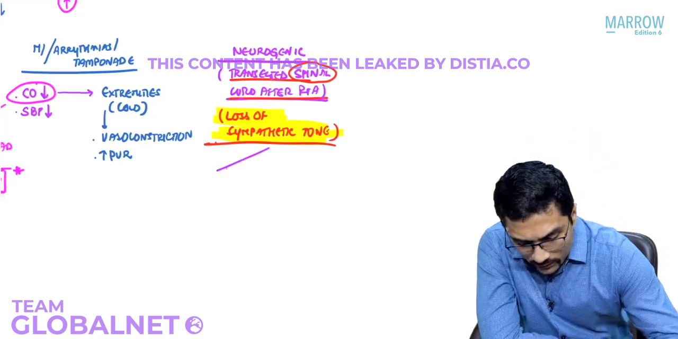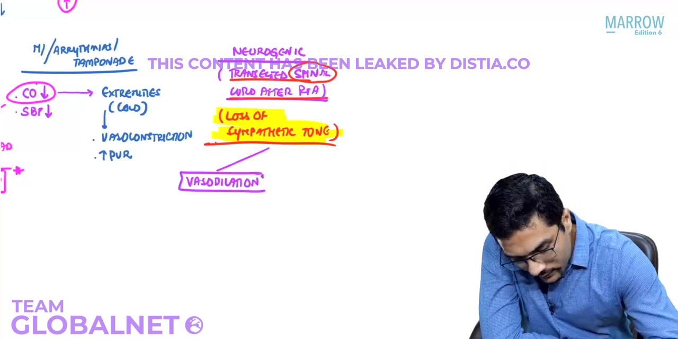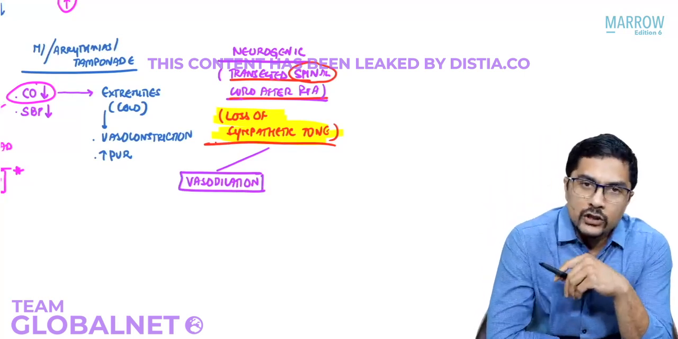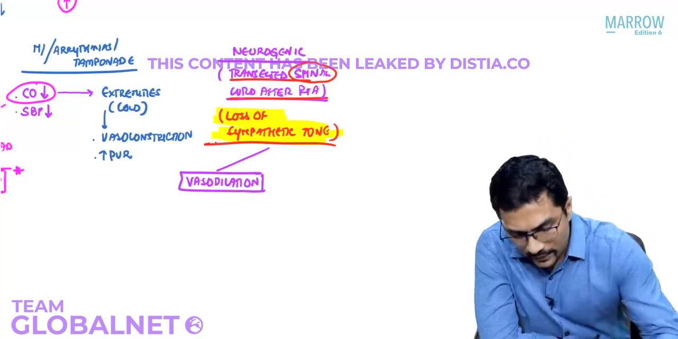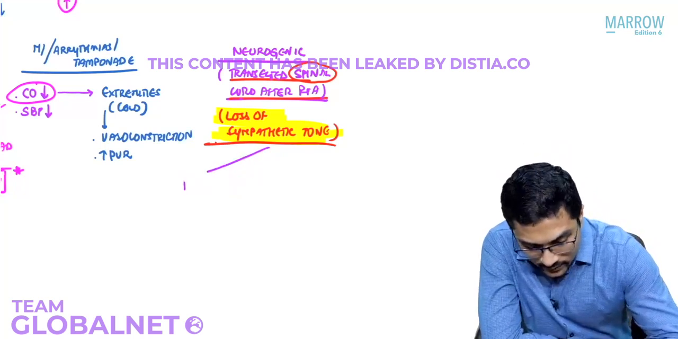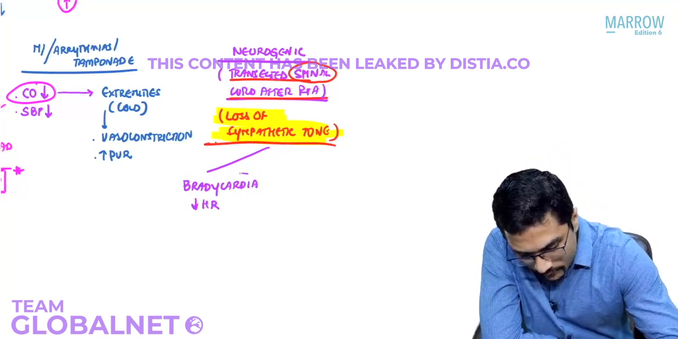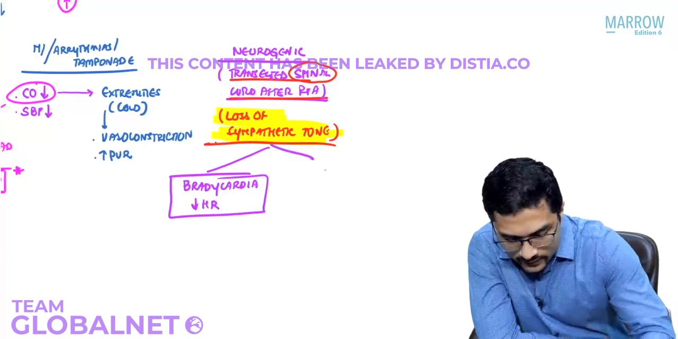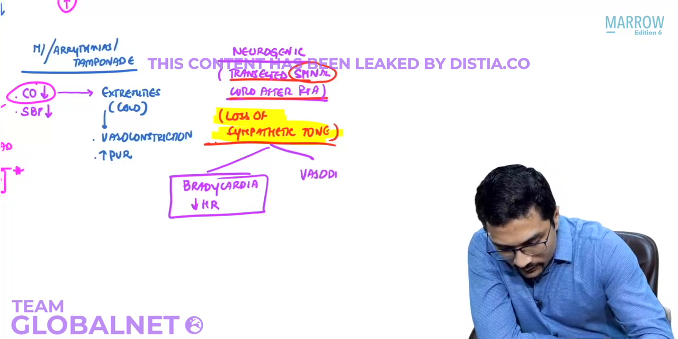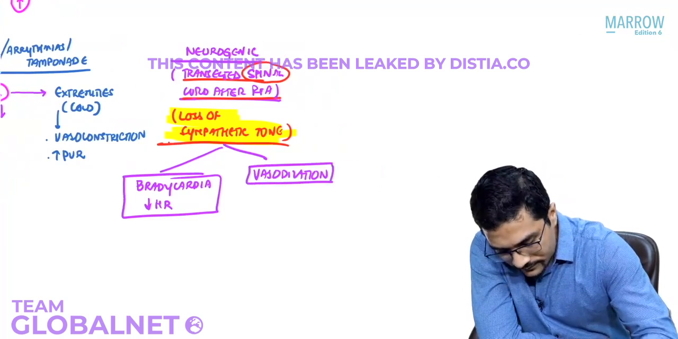There is going to be vasodilation, right? We are going to have vasodilation. And these patients are also going to have bradycardia because there is loss of sympathetic tone. So there is going to be bradycardia. That means the heart rate is low and there is vasodilation in the periphery because the sympathetic tone has gone.